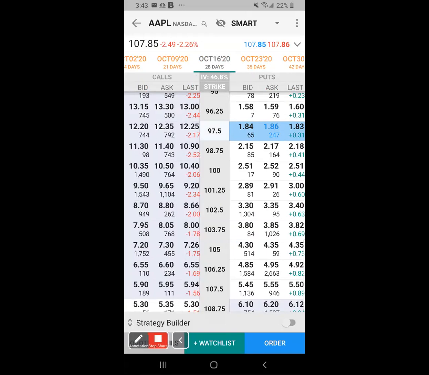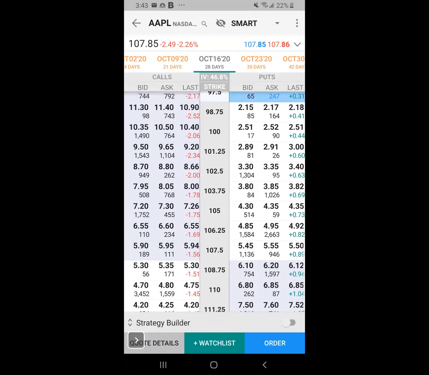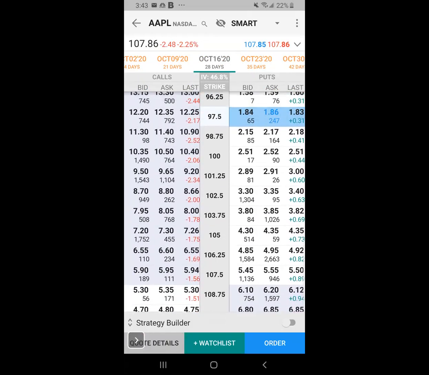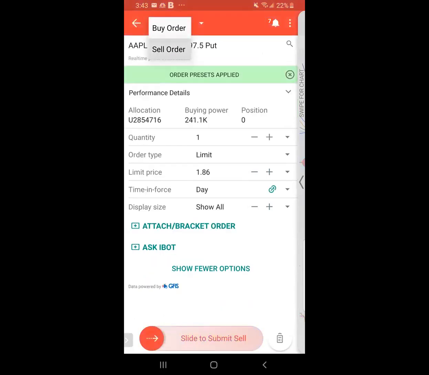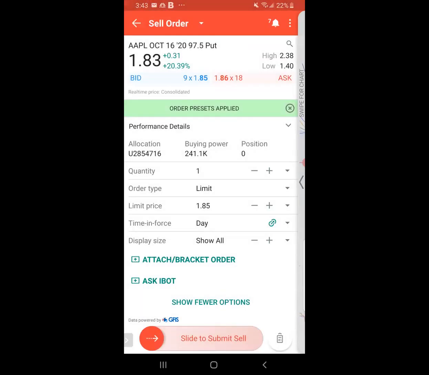to $1.86. So let's take a look at that. So $1.85 to $1.86. We're pretty happy with that, so we're going to go ahead and put a sell order on this. What that means is, on or before October 16th, 2020, we are agreeing to buy Apple for $97.50.